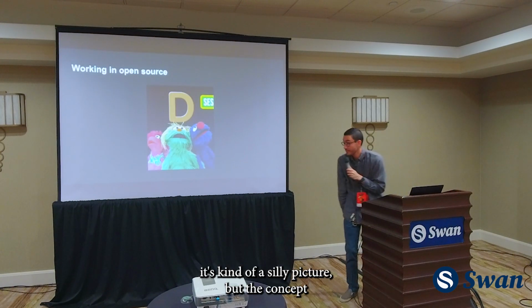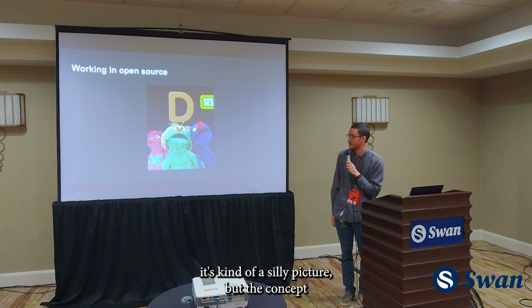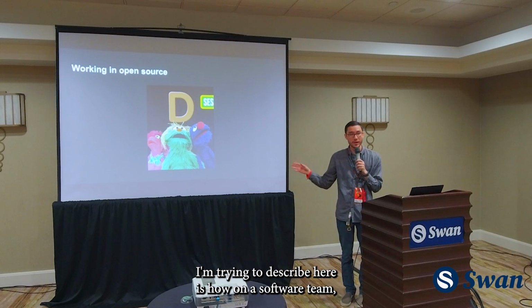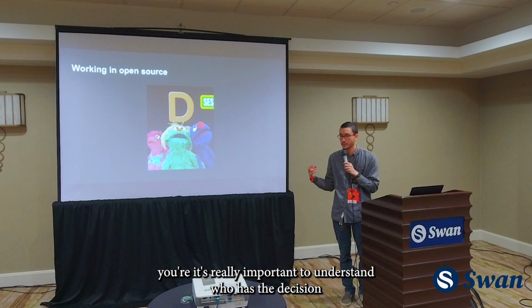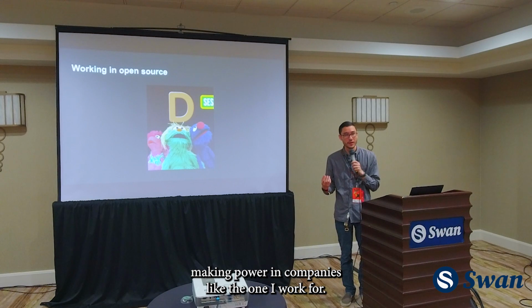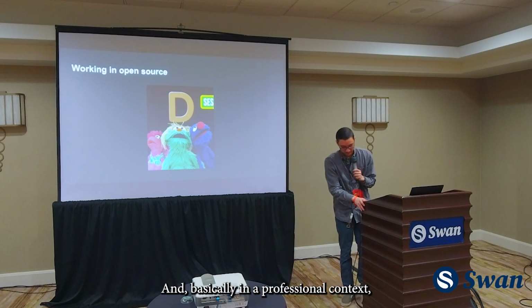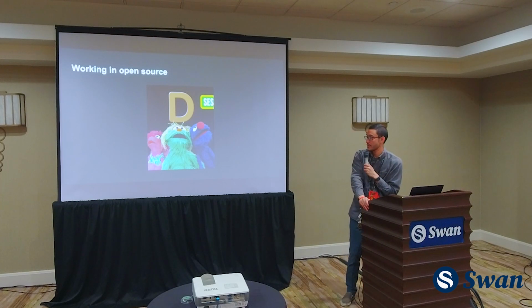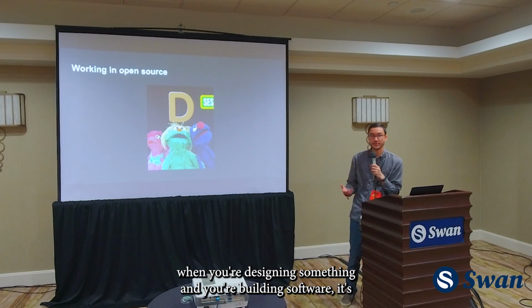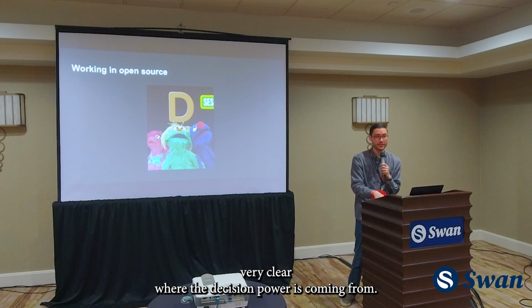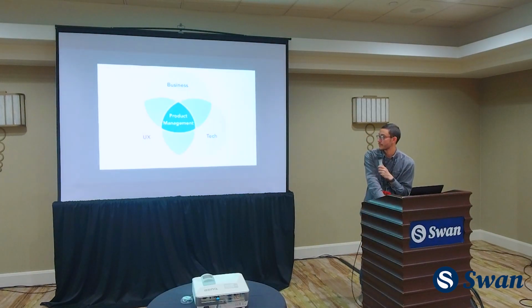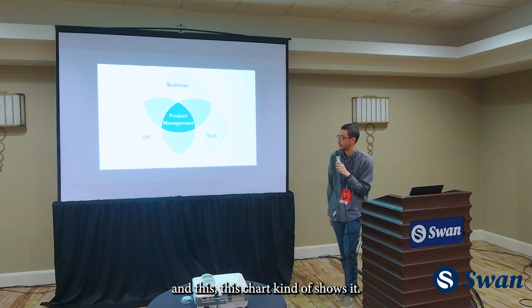Okay, it's kind of a silly picture, but the concept I'm trying to describe here is how on a software team, it's really important to understand who has the decision-making power. In companies like the one I work for, and basically in a professional context, when you're designing something and building software, it's very clear where the decision power is coming from. And this chart kind of shows it.